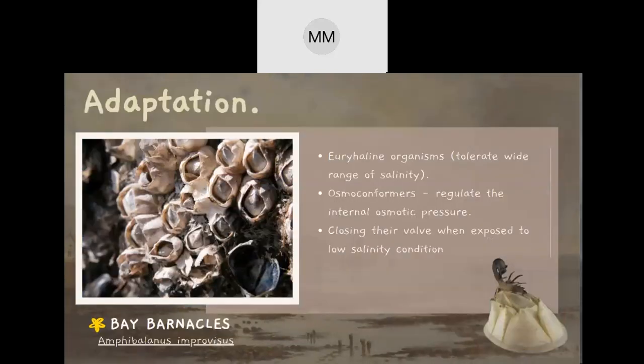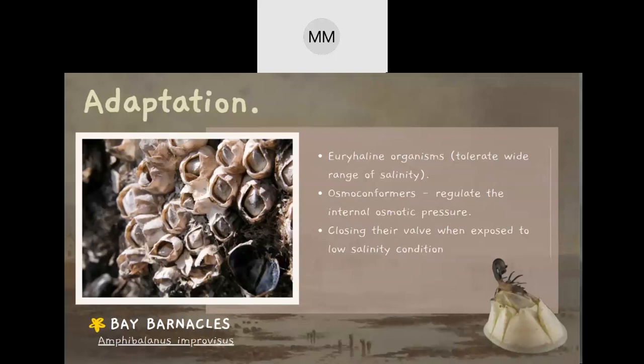Okay, the next one is the barnacles. Some barnacles are known as stenohaline, where they can only adapt to a certain range of salinity, but these bay barnacles are euryhaline. They can tolerate a wide range of salinity. That is why they can survive in these estuaries. They are also known as osmoconformers, where they regulate their internal osmotic pressure by producing more osmolytes inside their body, like amino acids or sugar, so that the osmotic pressure inside their body is balanced with the external.